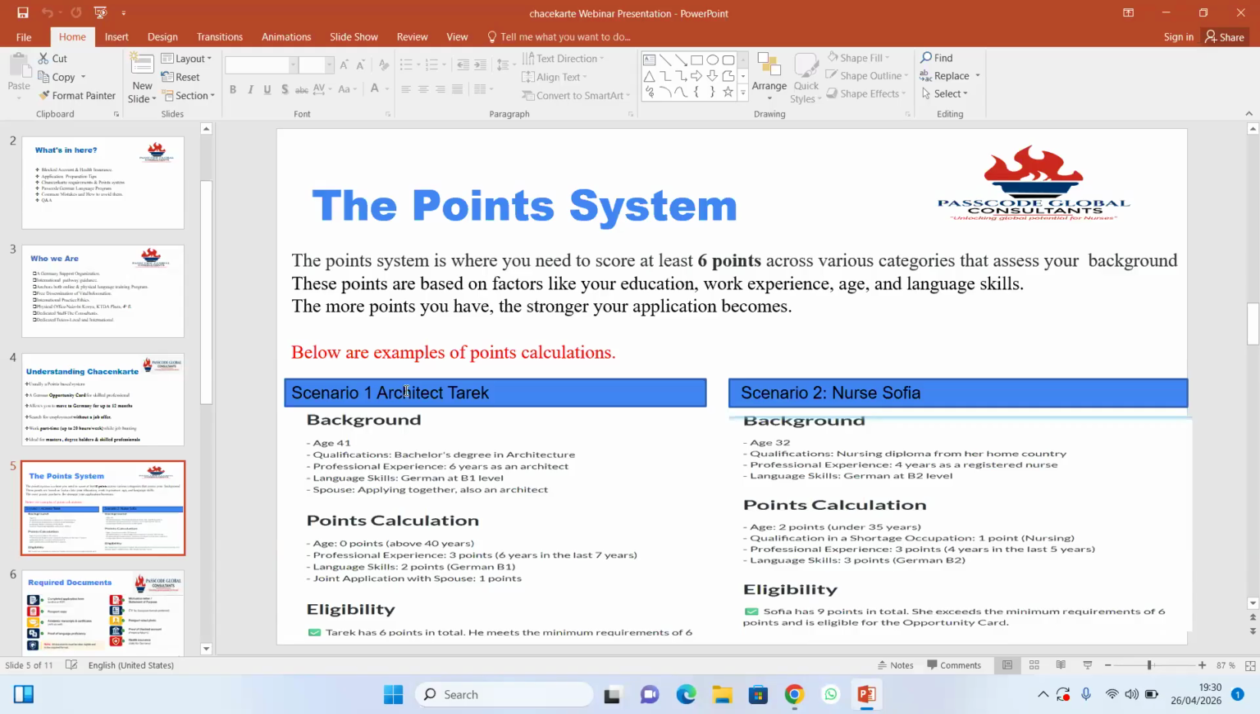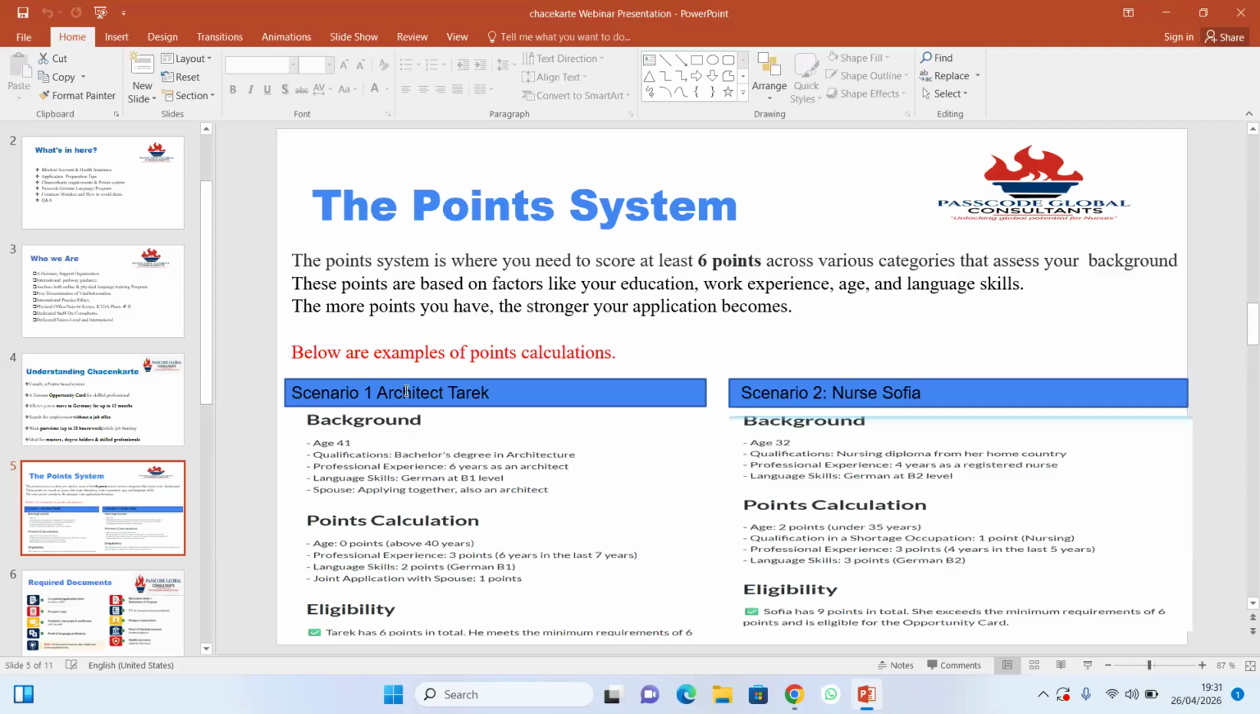When you look at point calculations, remember we said that to qualify for this visa, you need a minimum of 6 points across all the categories. For age, he'll get 0 points because he's above 40 years of age. His experience is 6 years, so he has 3 points for professional experience. For language skills, he has B1, so he gets 2 points. For a joint application with a spouse, he gets 1 point. If you're applying for this kind of visa with your spouse, you get an extra point for that. So now Tarek has a total of 6 points. He meets the minimum requirements of the job search visa.